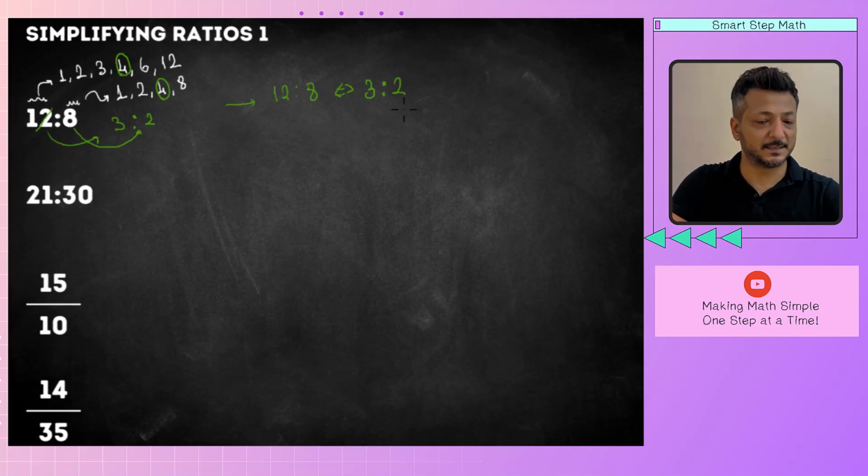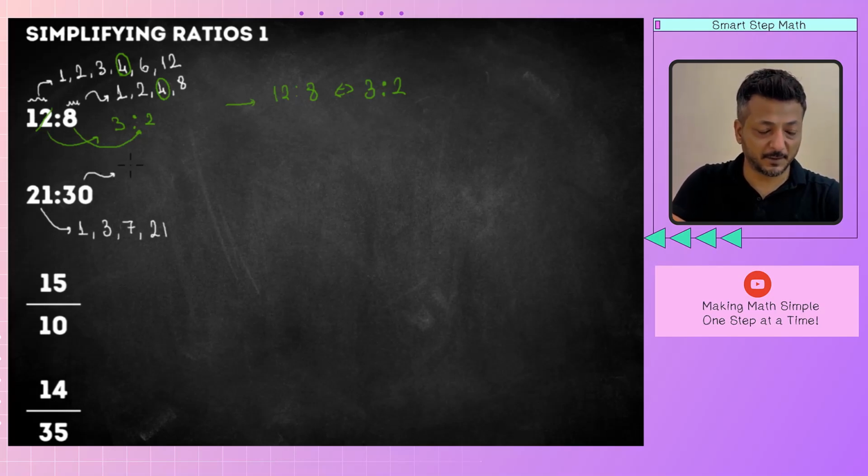We can say this. Similarly, let's look at the ratio of 21 to 30. What were we thinking? We were thinking, what are the numbers that can divide 21? 1 divides 21. 2 cannot divide. 3 divides. 7 divides. And 21 divides. Similarly, if we think about the numbers that divide 30, we have 1, 2, 3, 5, 6, 10, 15, and 30.